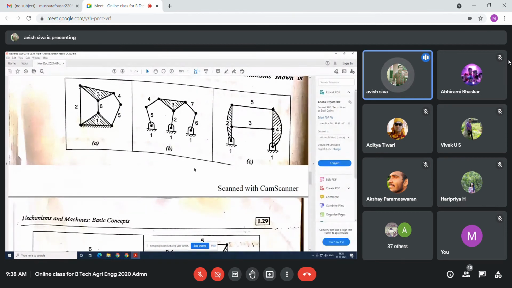Okay, number of joins will be 8. So anyone having any doubt in the figure 1.7b?